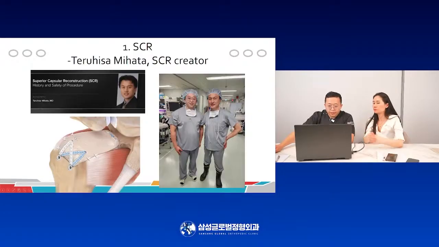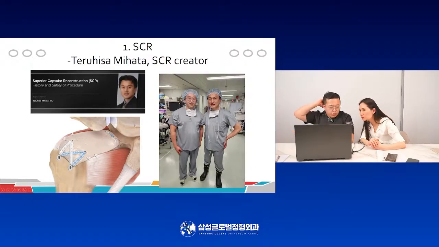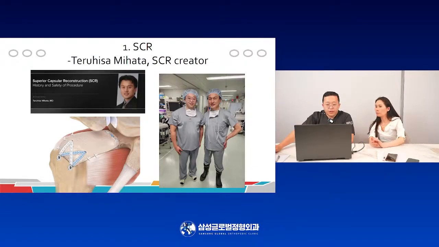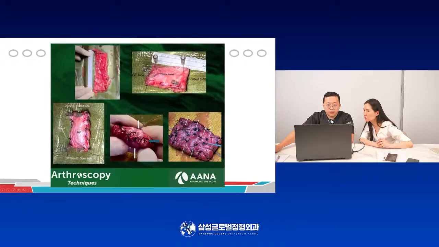When I met Dr. Mihata at Osaka University Hospital, he showed how he invented it. I think this is also a great option to cover the massive tendon tear. As you see, he harvested the tendon from the tensor fascia lata on the side, and brought it forward like this way. With that, the depth is much more than 9 millimeters.